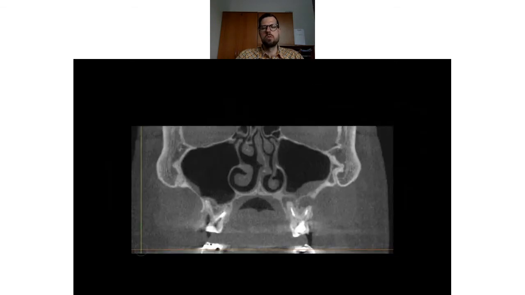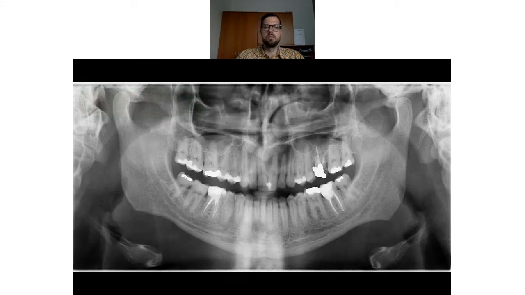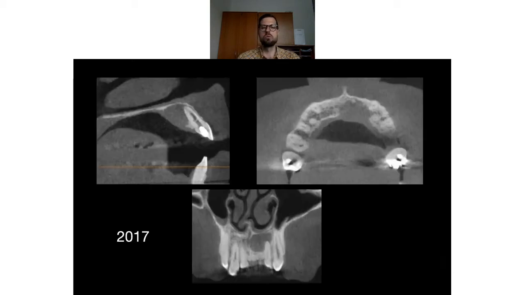So here is the coronal view, and we see that the cortical bone is destroyed. So look at this big PA lesion. This is the PA lesion. When you have a big PA lesion, you must be sure that it's a lesion of endodontic origin, that really this tooth is responsible for such inflammation, and that it is nothing else. So differential diagnosis is very important, and also a CBCT.